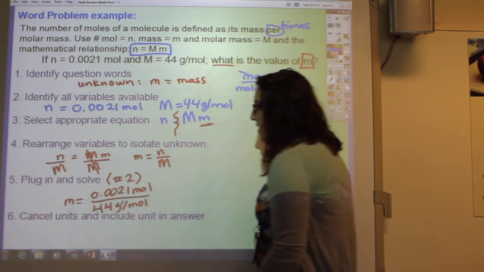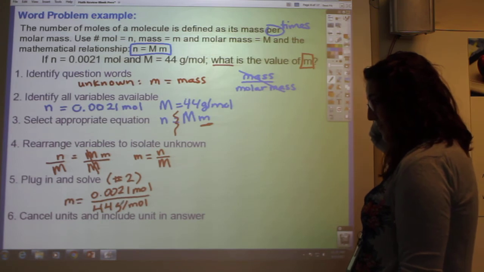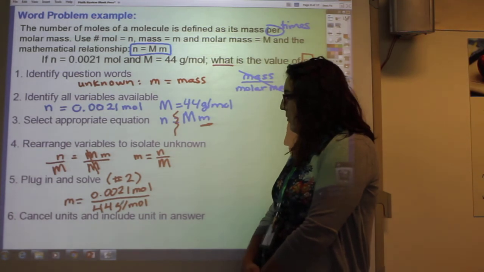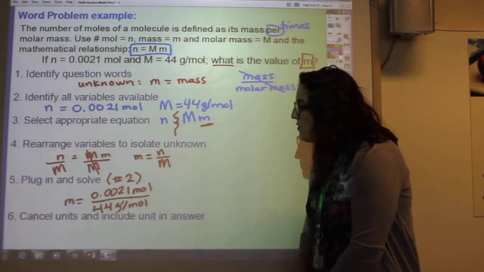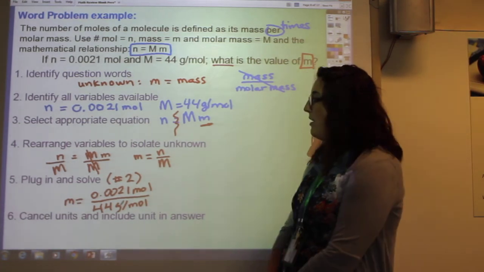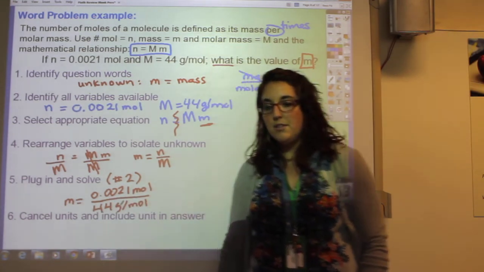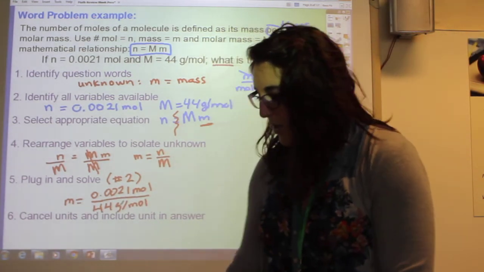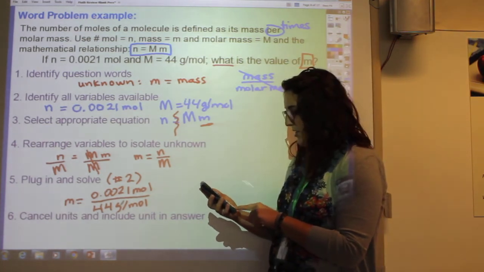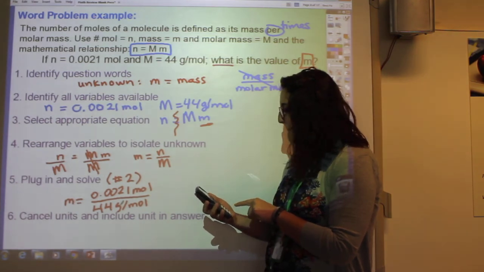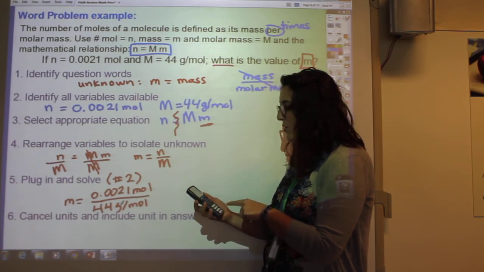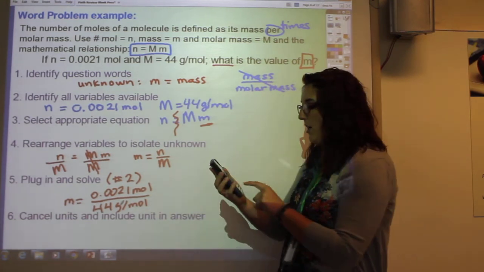All right. Now, one interesting thing here is that we'll see that our moles will cancel and we will be left with what unit? Grams. Is mass measured in terms of grams? Yes, it is. So we have done this correctly, and I will stop being lazy and pull out a calculator. So we have 0.0021 moles divided by 44. So 0.0021 divided by 44, that's what I put in my calculator and hit enter.